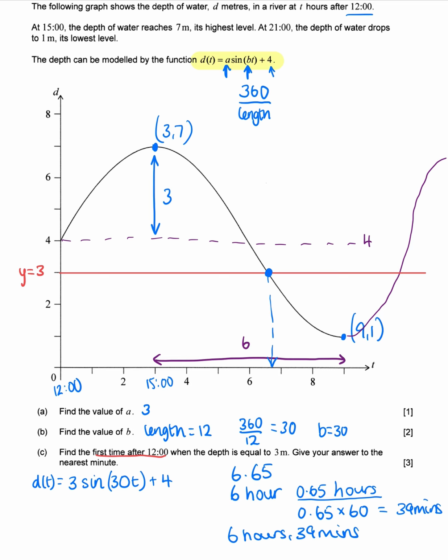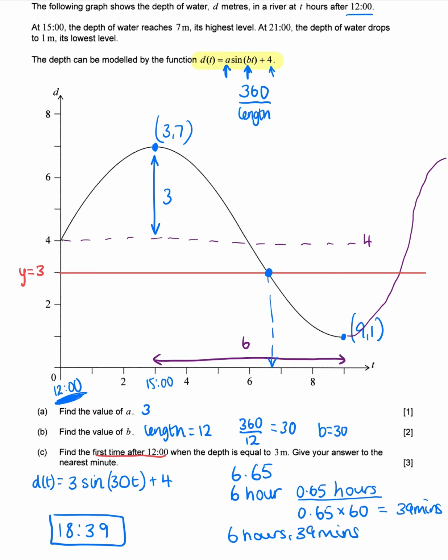However, I think we may need to give the answer here as a time. Don't forget our graph starts at 12, and therefore we need to add 6 hours and 39 minutes to that midday time. So it's 18:39 on the clock when our water level first hits 3 meters.